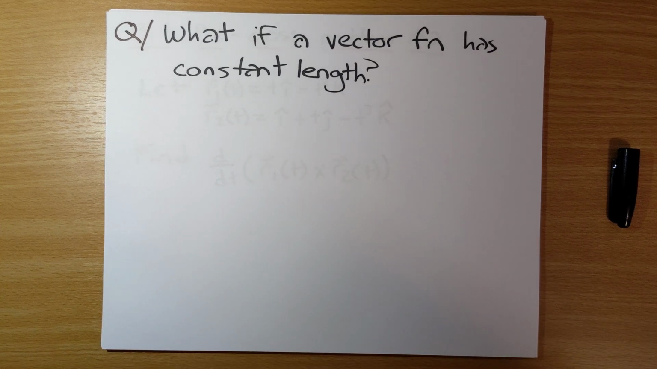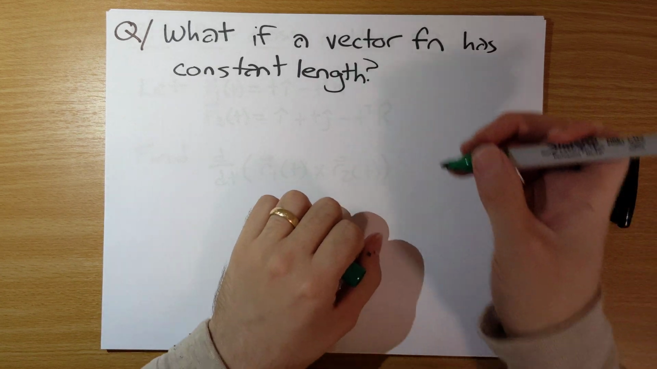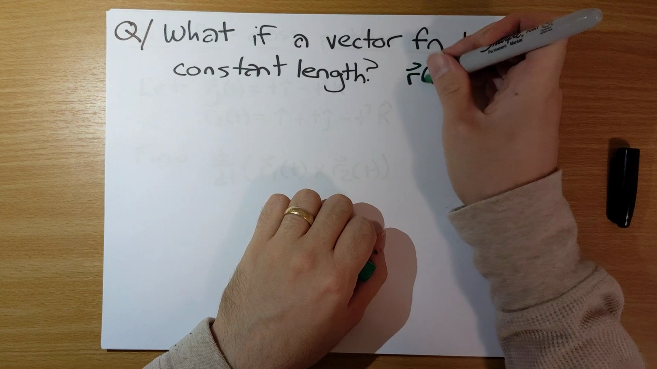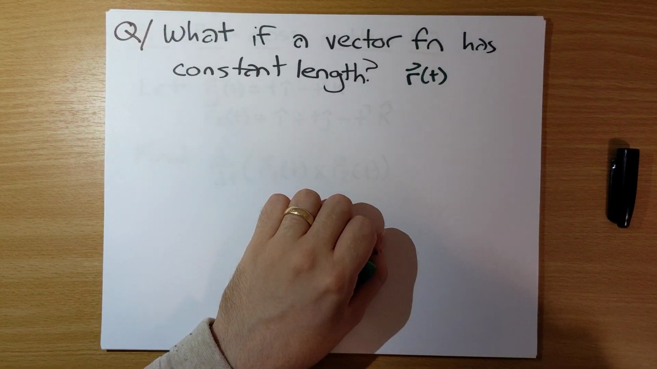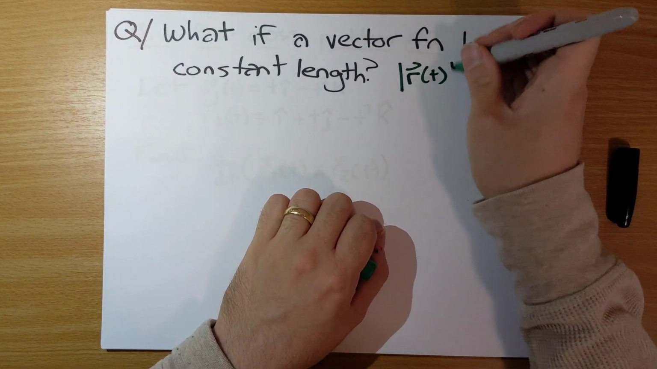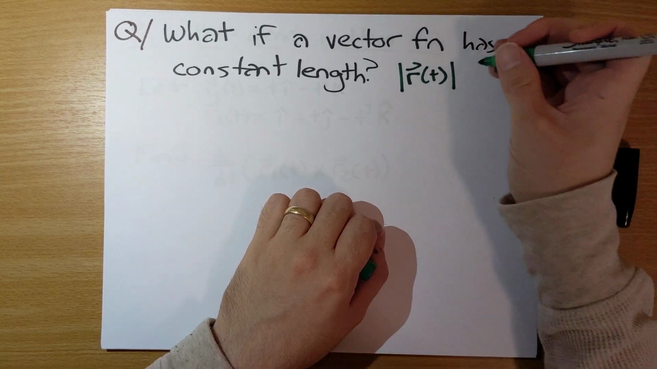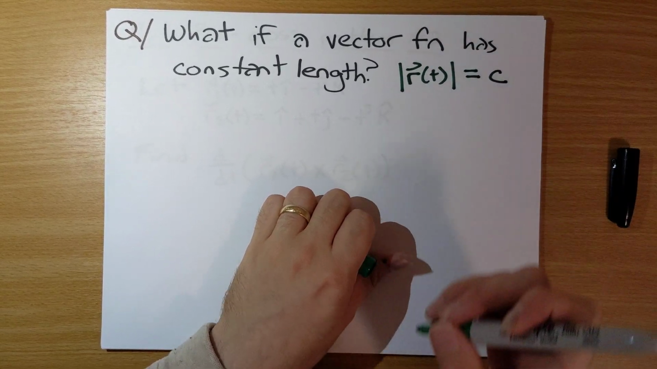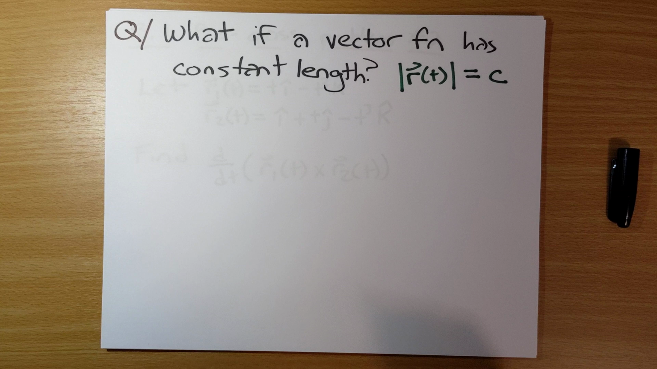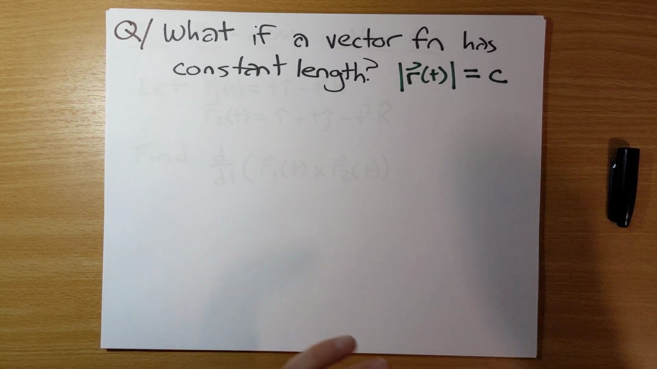One last question to consider. What if your vector function has constant length? Is there anything nice that you can say? So that is, the length of r of t, the magnitude of r of t, is always some constant no matter what t is. In other words, you're always a constant distance away from the origin.